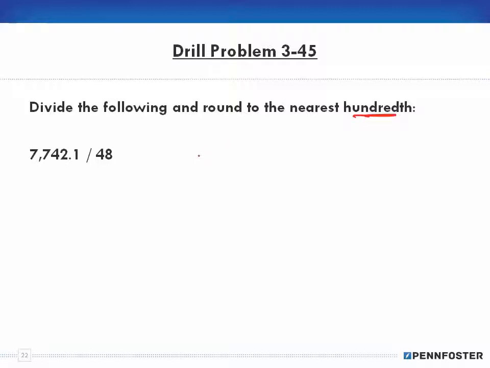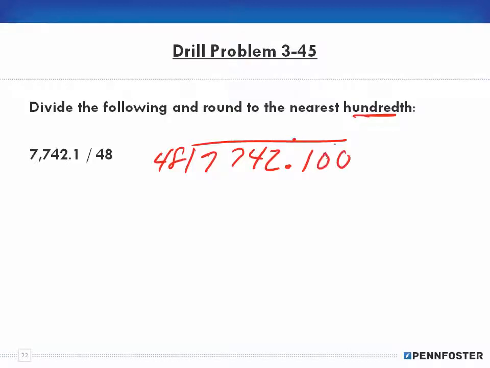So I have 7,742.1, and I'm dividing by 48. Since I'm rounding to the nearest hundredth, I'm going to add a couple of zeros here, because remember, this is the tenths place, this is the hundredths place. I need to go to the thousandths place in order to be able to round to the hundredth. So 48 into 77 goes once, that's 48. That's 9, that's 29, 294. 48 into 294 goes 6 times, I believe.